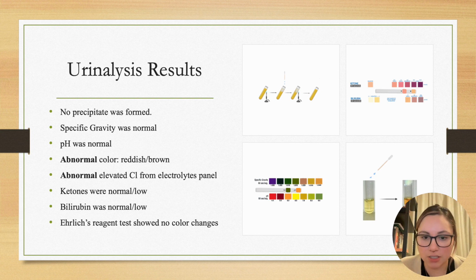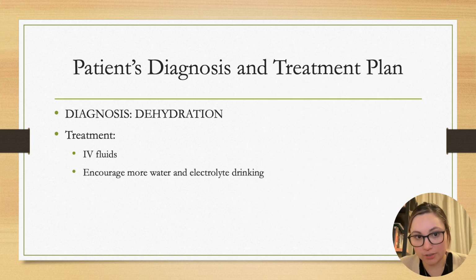So here are our urinalysis results for our patient. There was no precipitate formed. The specific gravity was normal. The pH was normal. However, we did have an abnormal color. The urine was reddish brown, and we had an elevated chloride ion from the electrolytes panel. The ketones were normal or low. The bilirubin was normal and low. The Ehrlich reagent tests showed no changes. So we see that everything was okay, but the color and the elevated Cl, which can be indicative of dehydration.